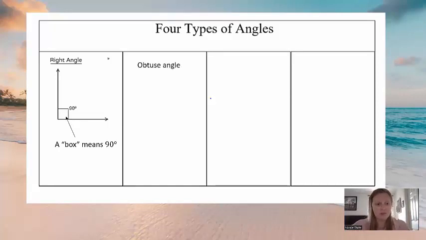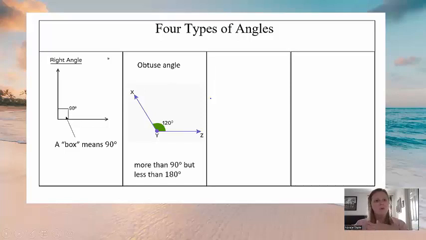Then you have your obtuse angles. That's an example of what obtuse looks like. So we have angle XYZ, or ZYX. And obtuse means more than 90 degrees, but less than 180 degrees. So if we were to open this and fan it out, we would pass the 90-degree mark, but we wouldn't go the whole way to make 180 degrees.